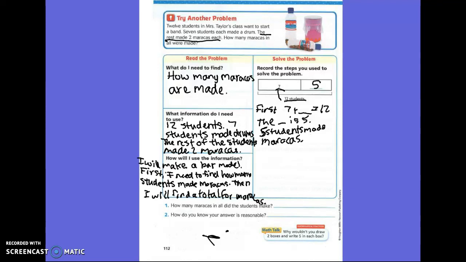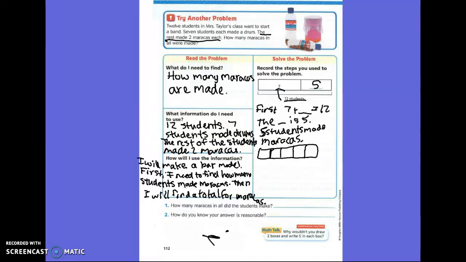You can multiply. We can draw a picture too. Or a bar model. We're supposed to draw a bar model actually. So let's draw a bar model. Here's our bar. How many boxes should I have for students in that bar? How many students do we say make maracas, guys? 2. No. Five. Listen to the question. How many students make maracas? 5. So you should make 3 lines for 5 boxes or 4 lines for 5 boxes.